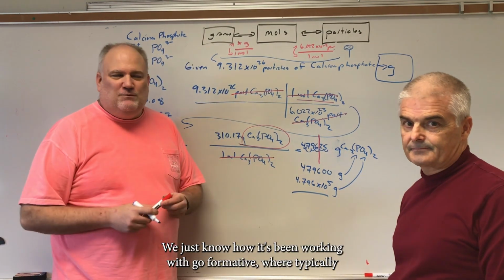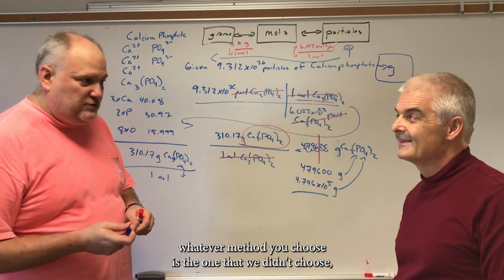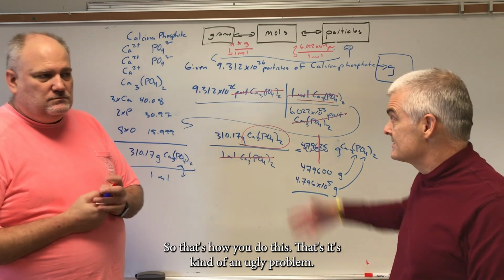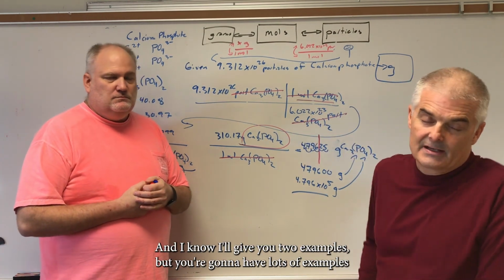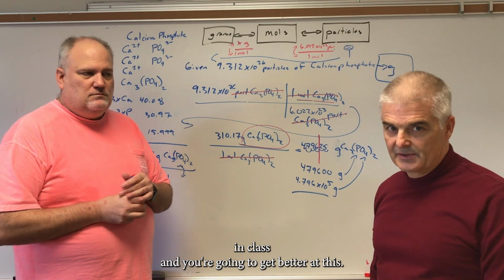We just know how it's been working with GoFormative, where typically whatever method you choose is the one that we didn't choose. But you will still be given credit for either of these two answers. So that's how you do this. It's kind of an ugly problem, and I know we only gave you 2 examples, but you're gonna have lots of examples in class, and you're gonna get better at this.